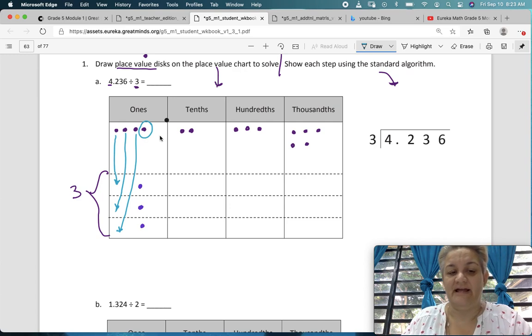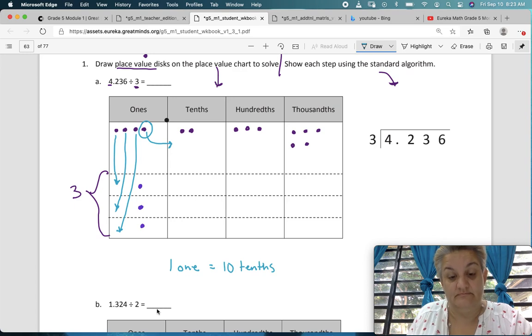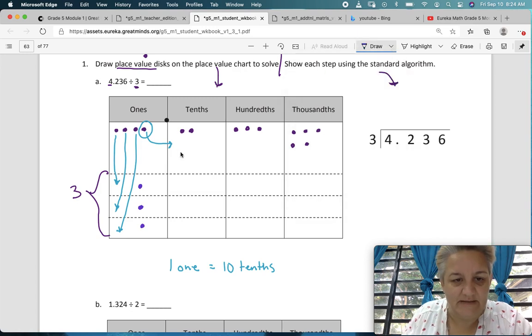If I were multiplying, I would go to the left, but I'm not. I'm dividing, so I'm going to go to the right, okay? So I'm going to take this guy, and I'm going to make him into a tenth. You know that 1 equals 10 tenths, right? You know that? You should. Okay, so I'm going to move him over to this side, and I'm just going to make 10 more circles. 3, 4, 5, 6, 7, 8, 9, 10.